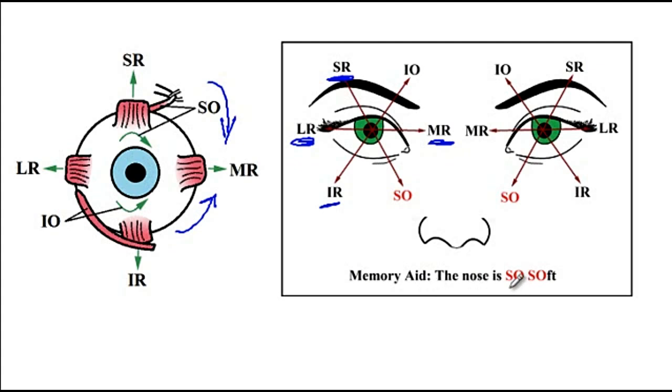So the nose is so soft. So the superior obliques are all closest to the nose. So now you know that for the superior oblique, you should always consider having the eye look in the adducted position and look down to test for the superior oblique. And then the inferior oblique is on the opposite side.